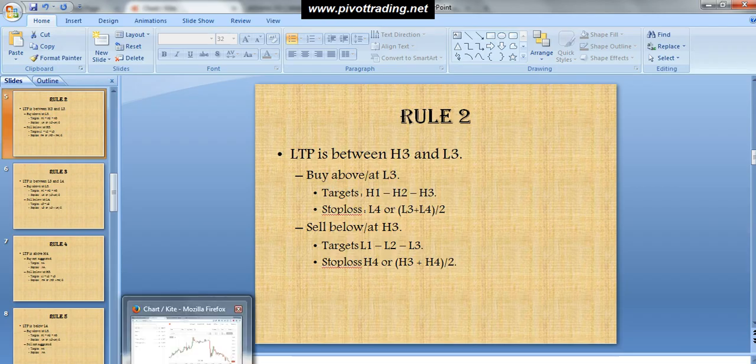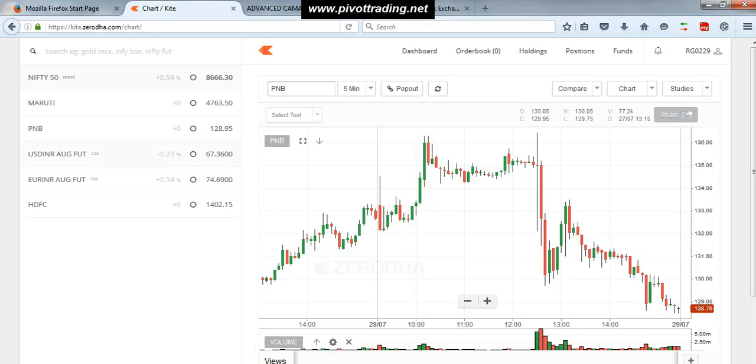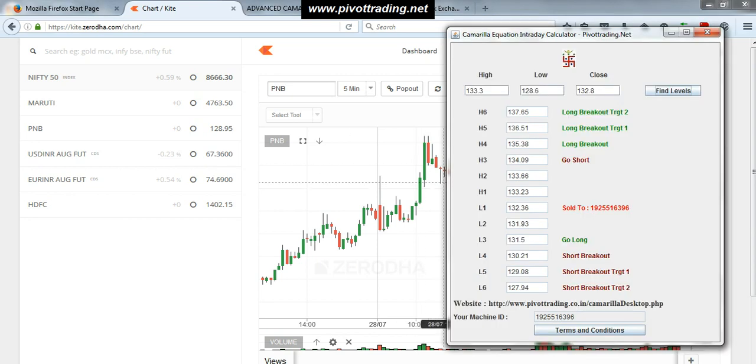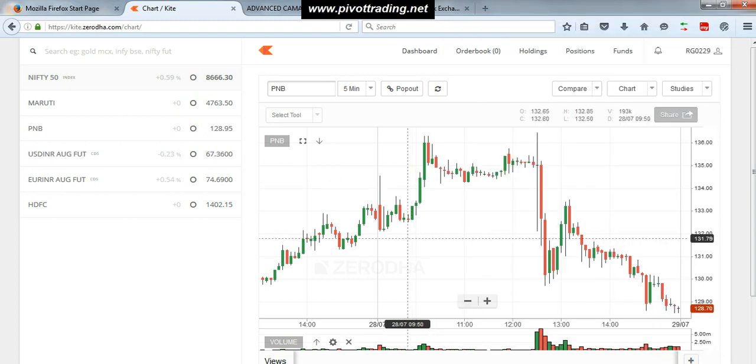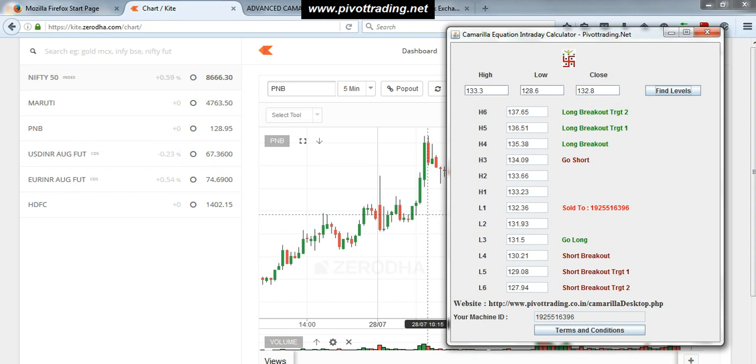Let's see what happened. As per this, H3 is 134. So we have to sell at 134 and we have to buy at 131. After 9:30, the price started moving up, tick, tick, tick, tick, tick. It went till 136. Now what does it say? We have to short at 134.